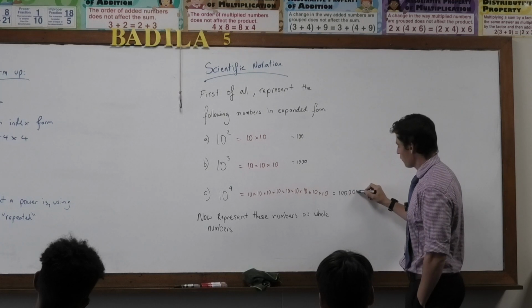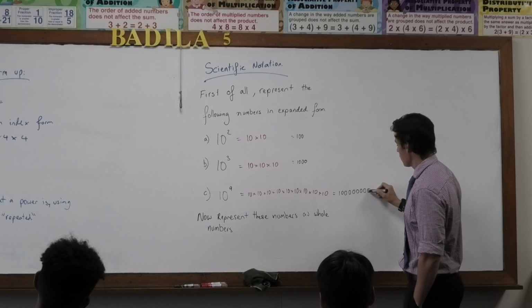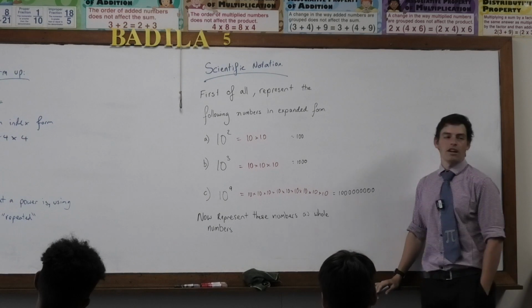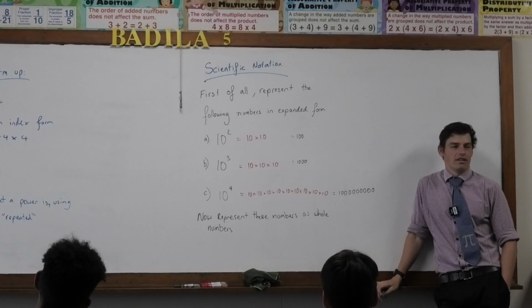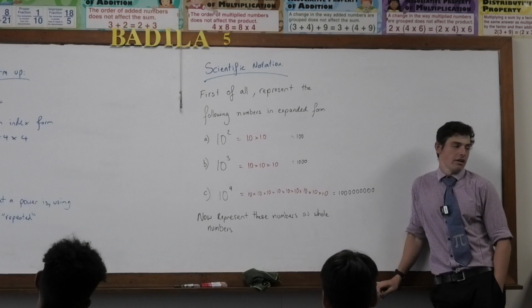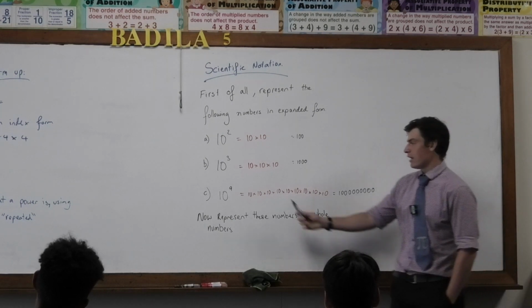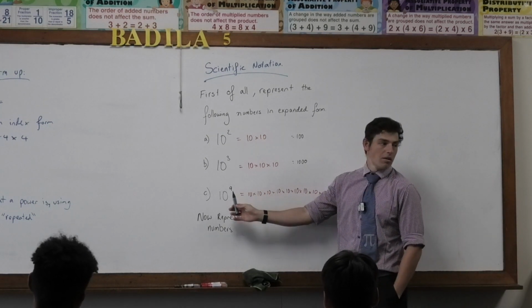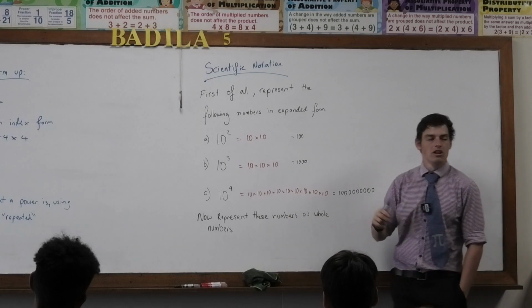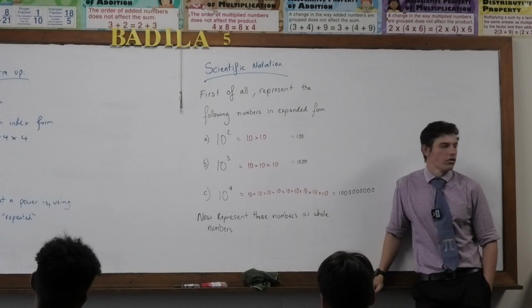Okay, good. So how do you know? So we're seeing a pattern here, aren't we? The number here represents the amount of zeros. I want to hold off that. Why do you think I want to hold off that?